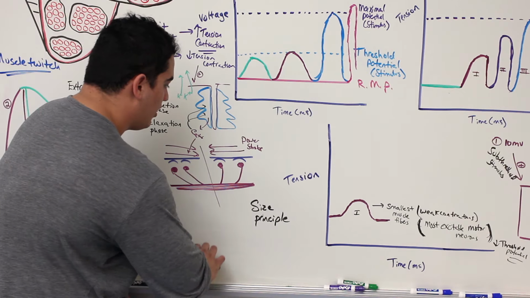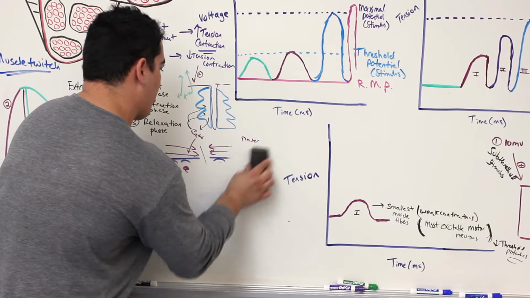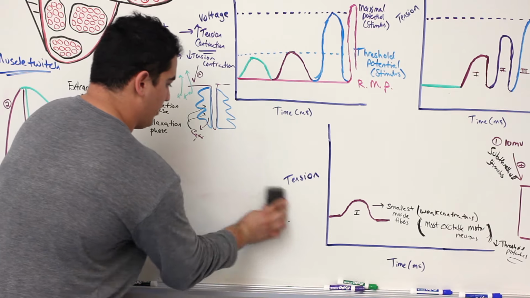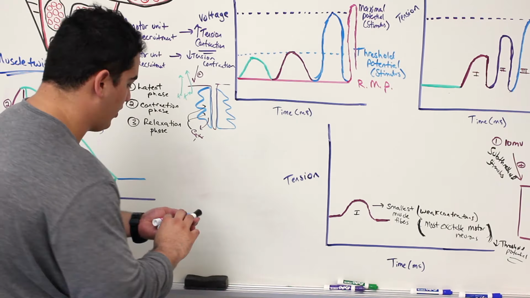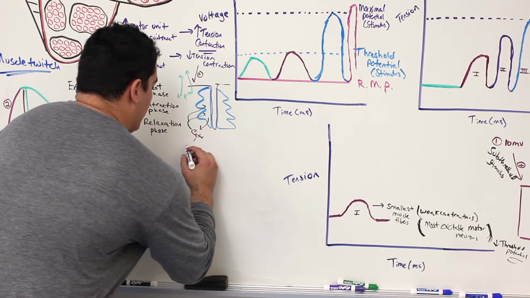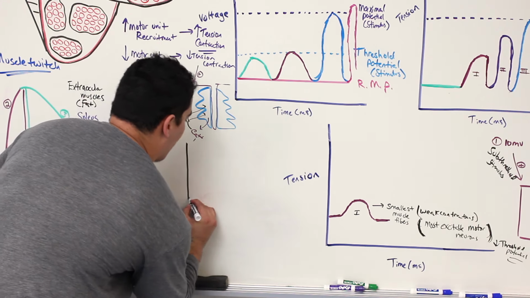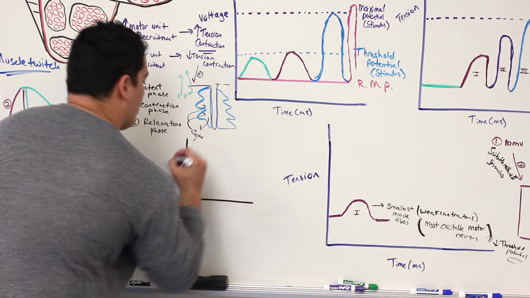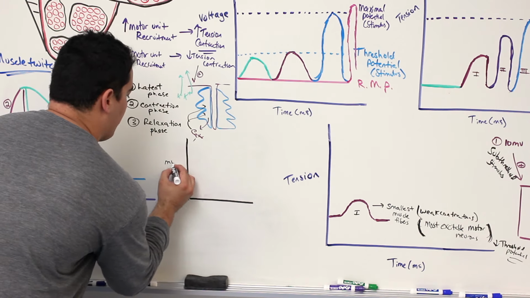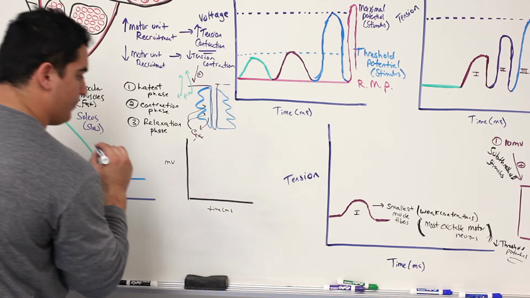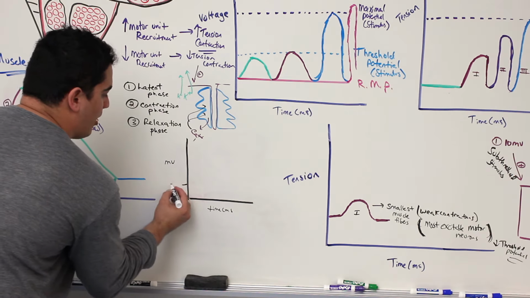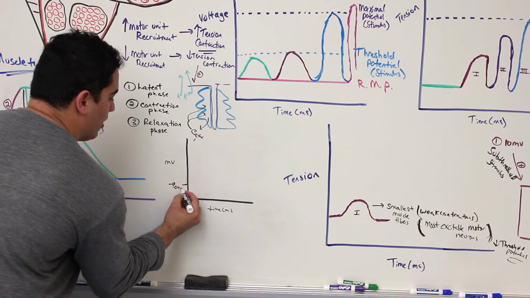All right, so let me erase this real quick so we can have a little bit more room to explain this well. Because I don't want to just say, oh, low threshold potential, and not explain it. I want to give a quick explanation of it. So let's say here I have a graph, right? Here's voltage, in millivolts, and here's time in milliseconds. And here's resting membrane potential at negative 90 millivolts.